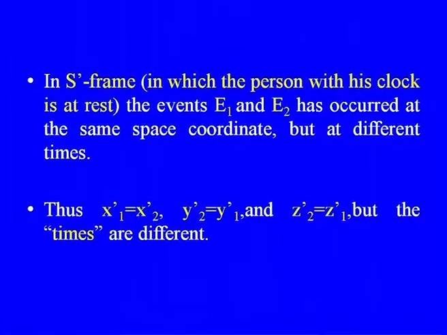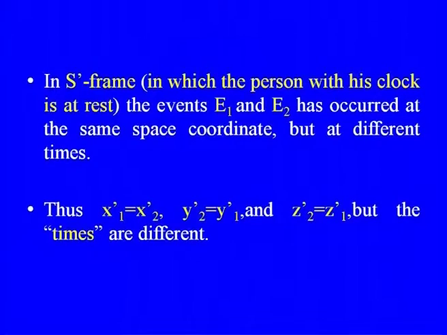So remember, in the S prime frame, in which the person with his clock is at rest, the events E1 and E2 have occurred at the same space coordinate, but at different times. Why is that? You see, he is at rest within the train carriage, let's say, and then he just looks at his watch at the same position. So his position coordinates are the same. But from his point of view, he has looked at it at different times, and that's why he gets different times.